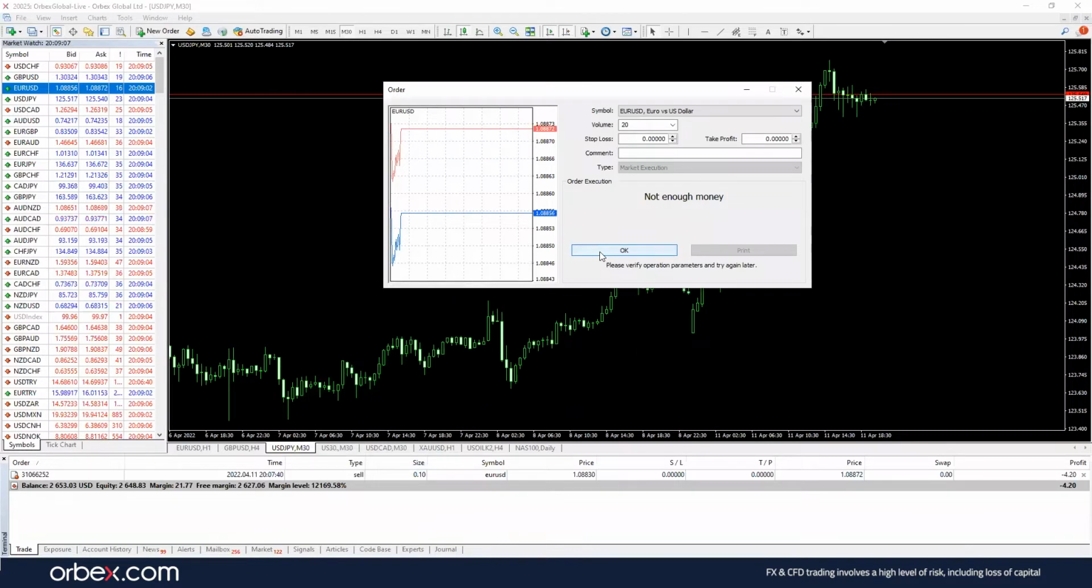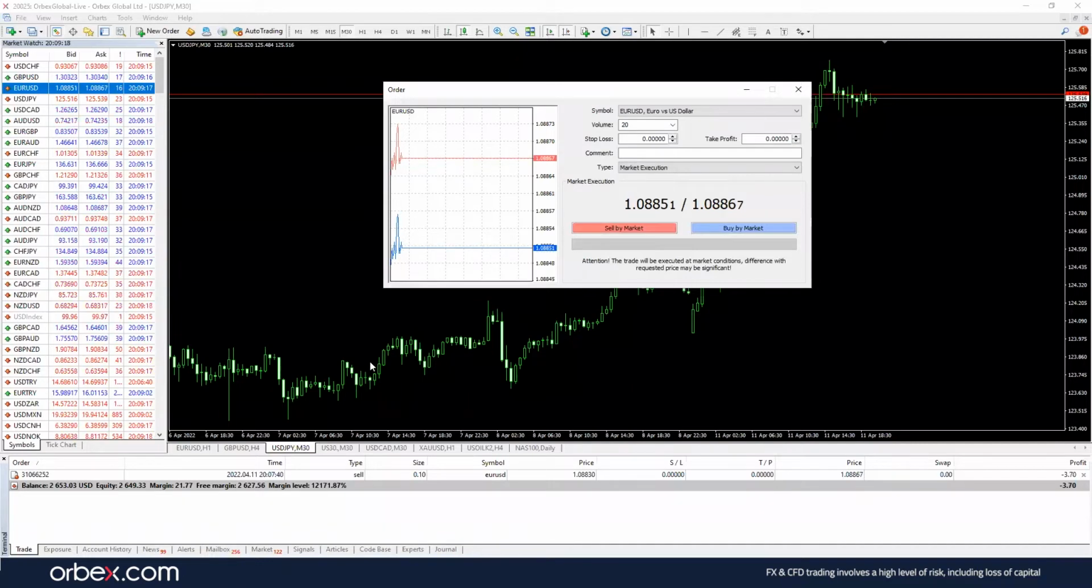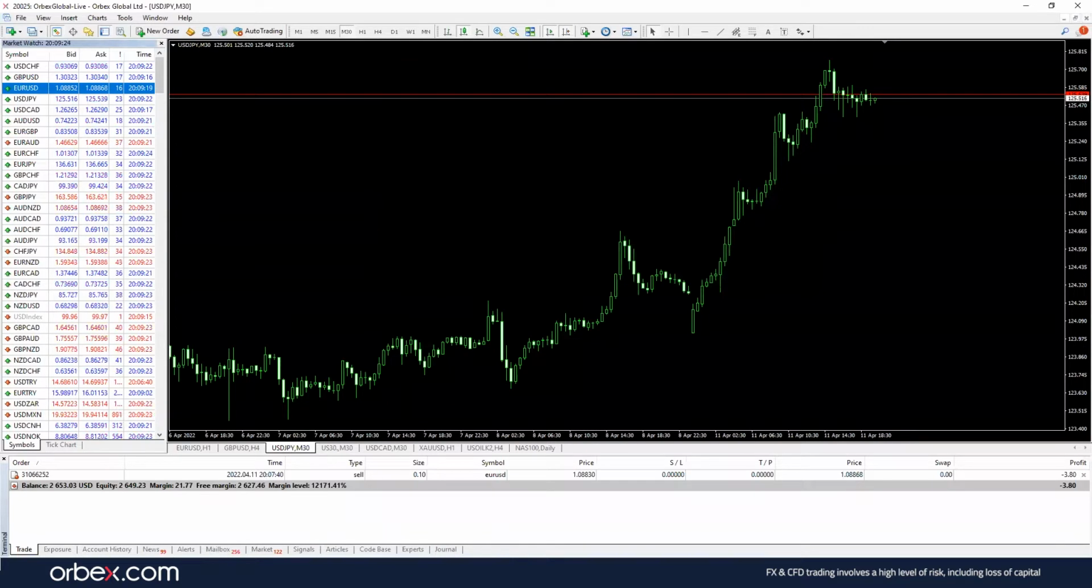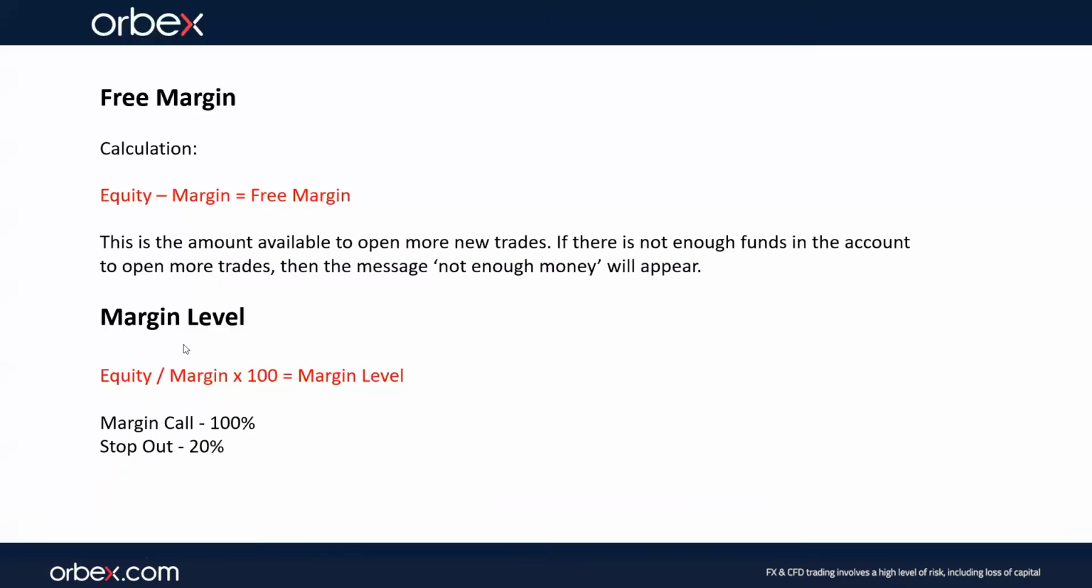So that's an easy calculation you can see when you are trying to execute a trade and you get this sign, so you know the reason why. We won't open 20 lots of anything anymore. Let's go back to the final calculation on this slide, the margin level. The margin level is important because if the percentage goes down to 100%, we will have a margin call, and 20% is the stop out. I'll explain what these are in a second, but let's look at the calculation. Equity divided by the margin, multiplied by 100 equals your margin level.